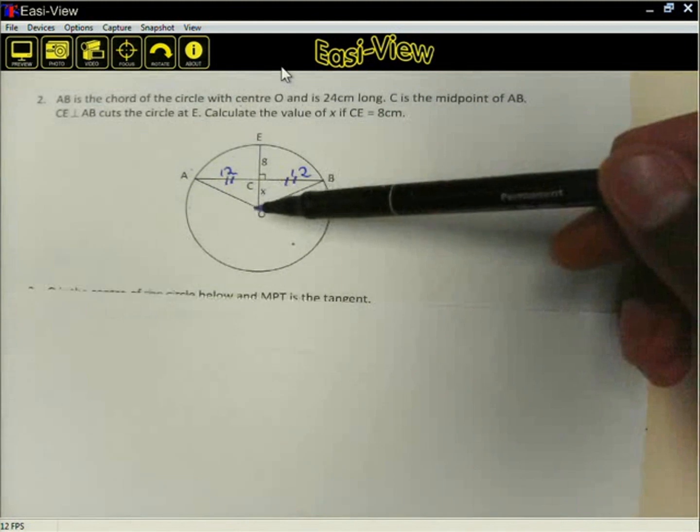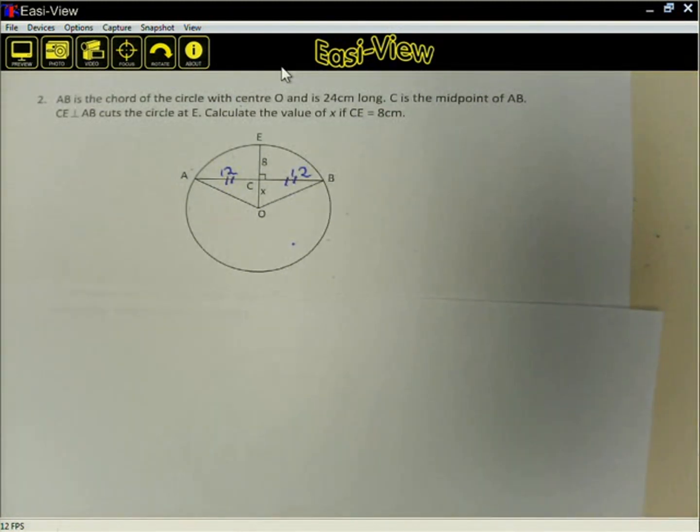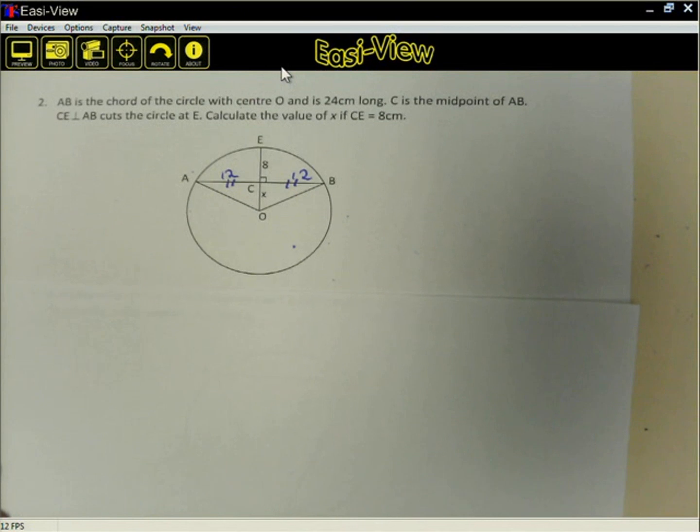X is basically the distance from O to C. The distance from O to C is our X. The key when solving this one is to know that when you've got a circle, the radii of the same circle are equal in length. What is a radius? A radius is the distance from the center to the circumference. So, the radii of the same circle are equal in length.